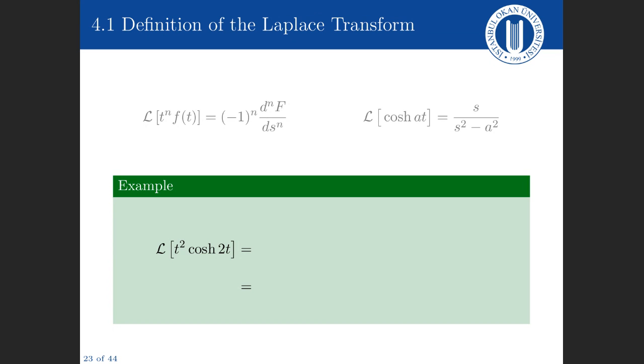Next, I want to use this to calculate the Laplace transform of t squared multiplied by cosh 2t. I've written the relevant formula at the top. The formula on the left comes from the theorem that we've just proved. The Laplace transform of cosh at is s divided by s squared minus a squared.